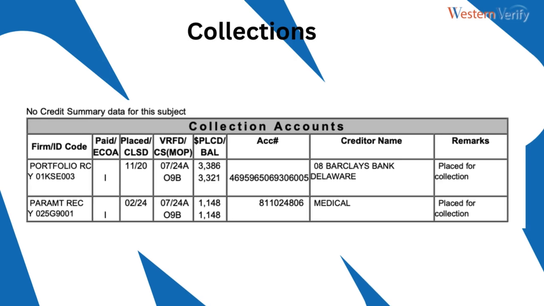Section 3. Collections. What it includes. Collection agencies. Names and contact details of agencies attempting to collect debts on behalf of original creditors. Account information. Details about each account in collections, including the amount owed, the date the debt was placed in collections, and the original creditor. Each entry shows the amount owed and the status of the debt.